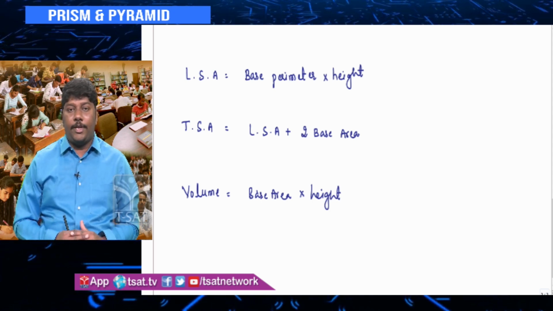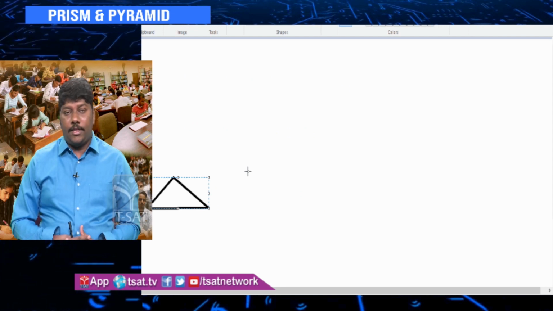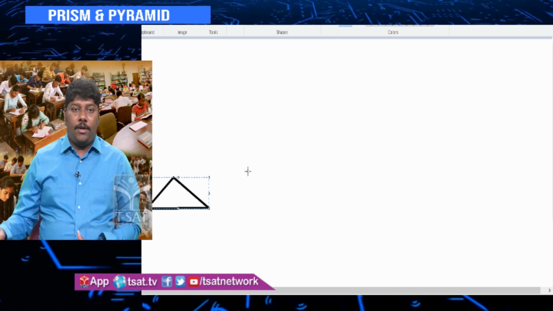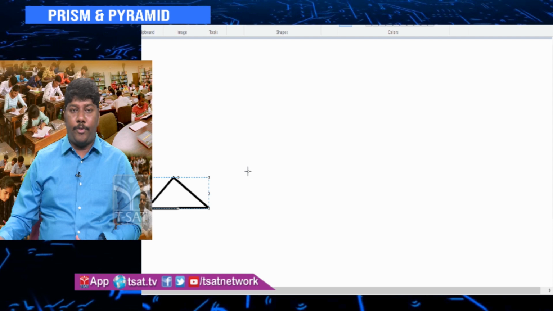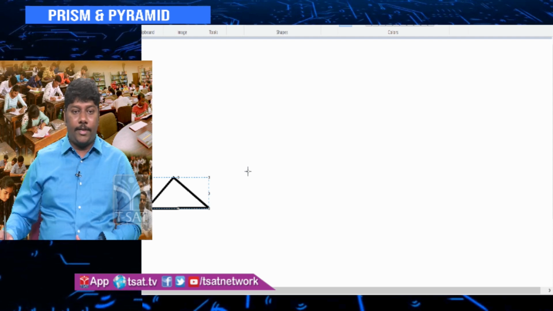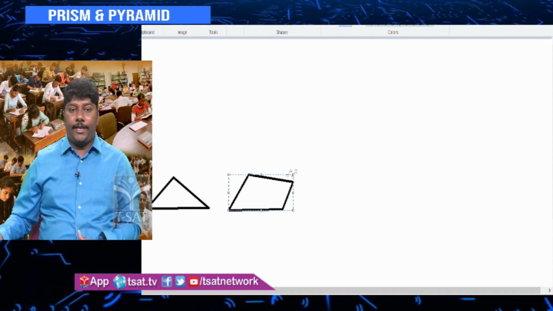Now we will look at what is a pyramid. A pyramid is a polyhedron where you connect the polygon to the apex. All the vertices of a polygon must be joined to the apex, or else a point. So I am taking a triangle, I am taking a quadrilateral. Any polygon you can take as a base.